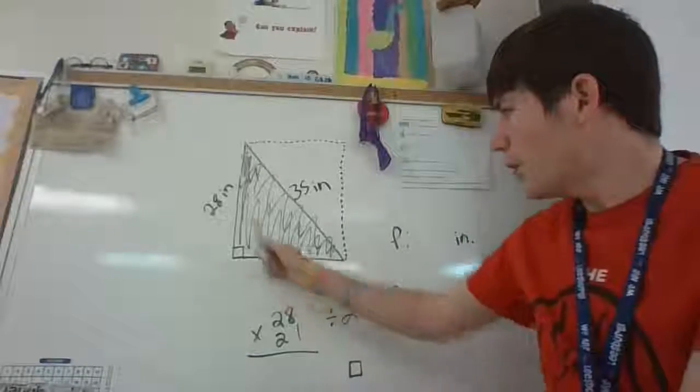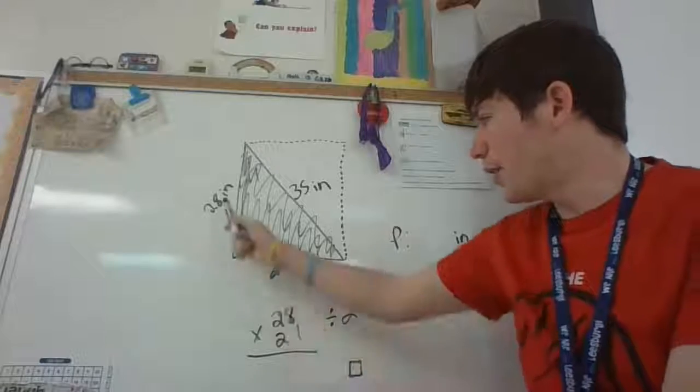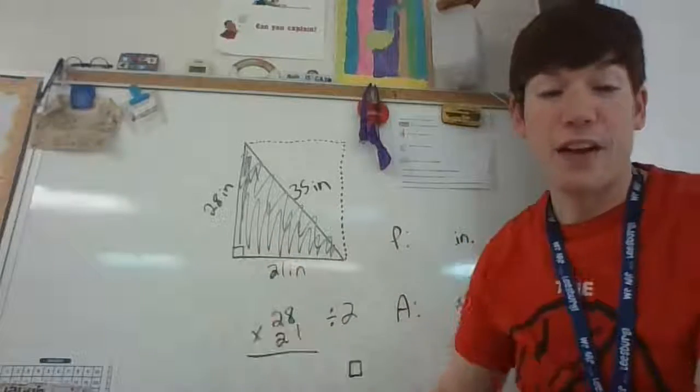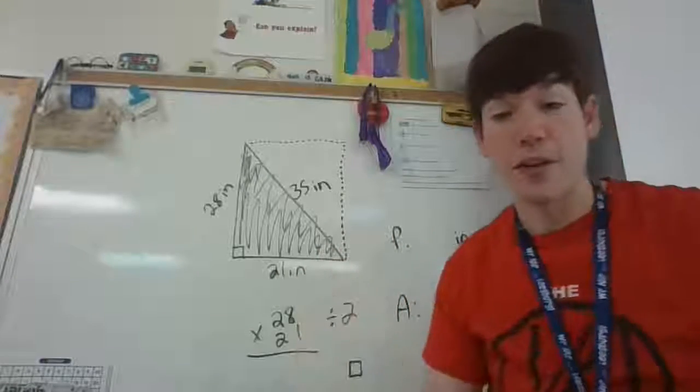So for perimeter, you're just adding together those three sides. For area, you're multiplying the length times the width, or the base times the height. And then you're dividing that number by 2 because we have 2 right triangles. So I'm going to let you guys finish that one.